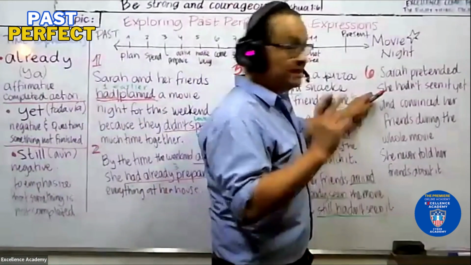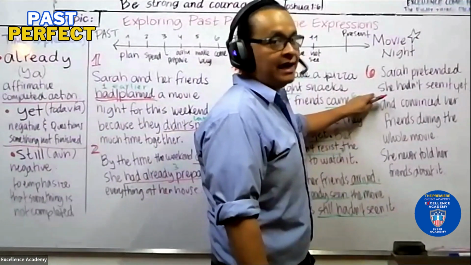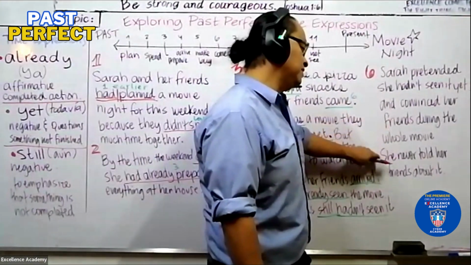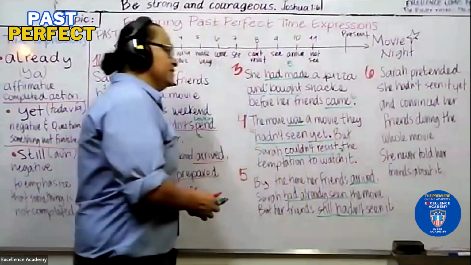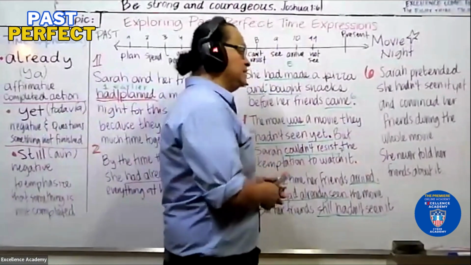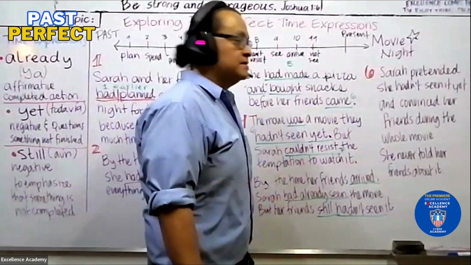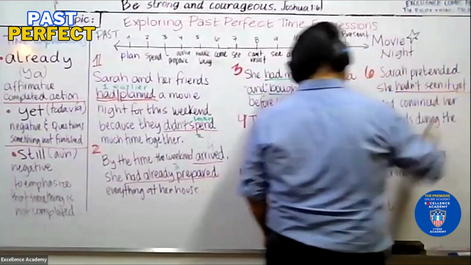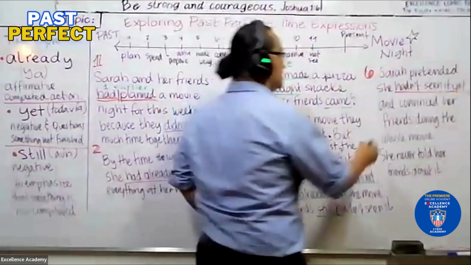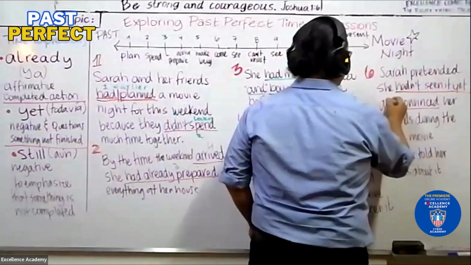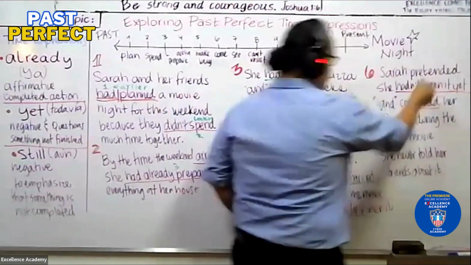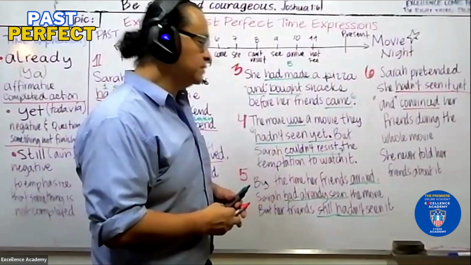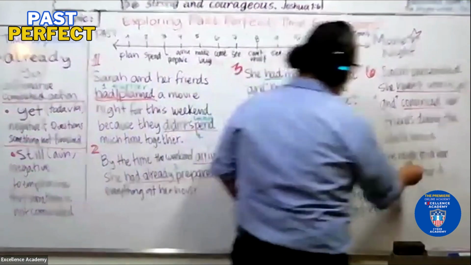So Sarah pretended she hadn't seen it yet and convinced her friends during the whole movie. She never told her friends about it. Okay, so can you see the verbs in the past? Hadn't seen yet. That's right. And convinced her friends. This is the same because we got a conjunction. We're connecting. So it's the same. During the whole movie. And she never told her friends about it. Never told.